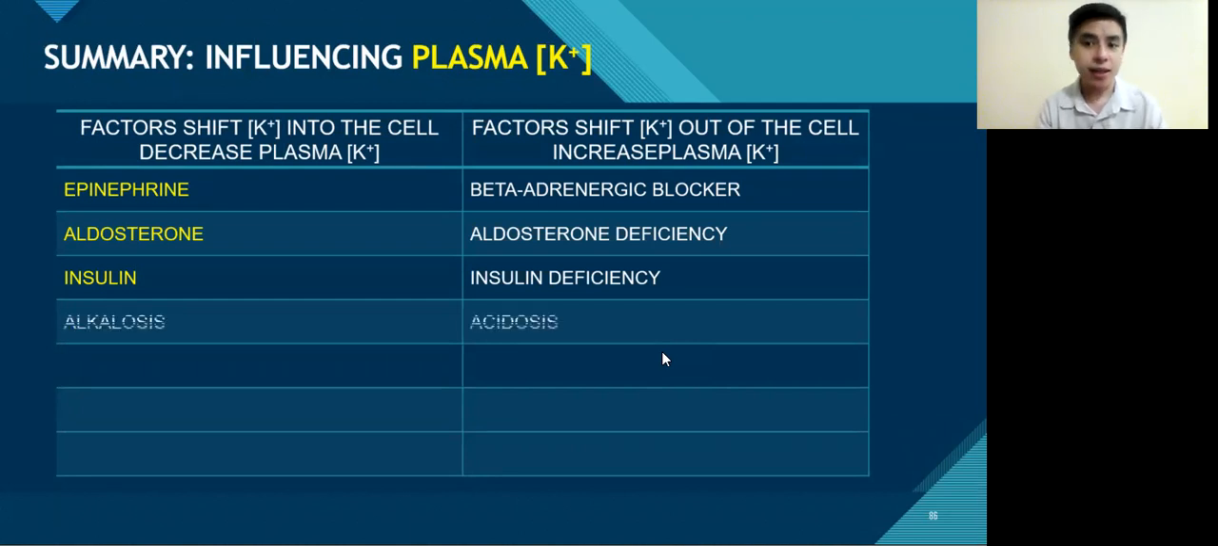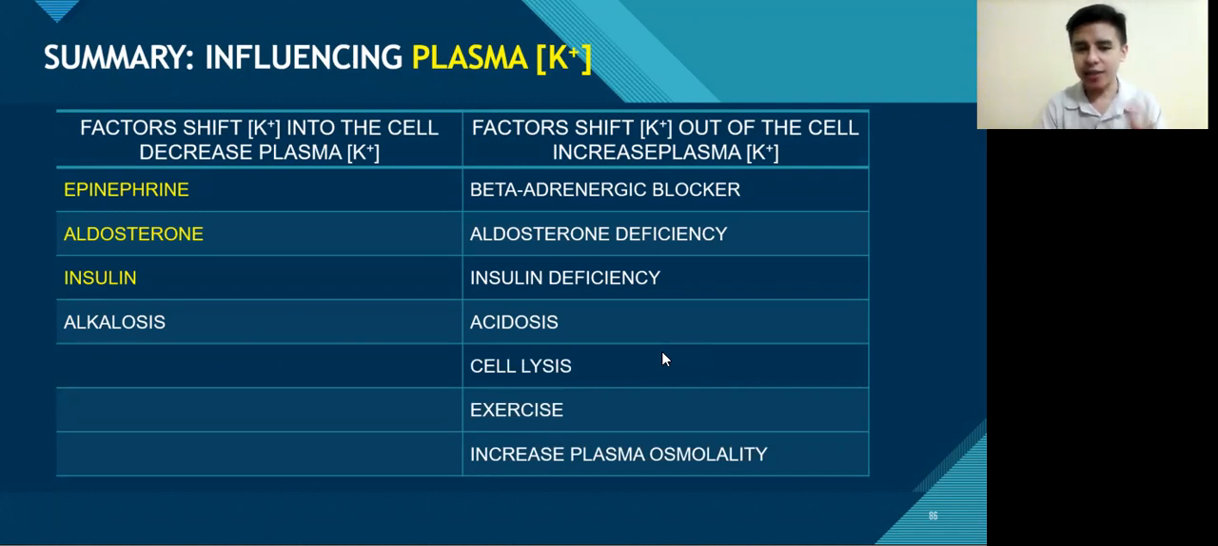What else? Alkalosis and acidosis, right? Alkalosis causes low potassium. Acidosis causes hyperkalemia. And then increased exercise, cell lysis, and increased plasma osmolality. Okay, so we're done with plasma K.